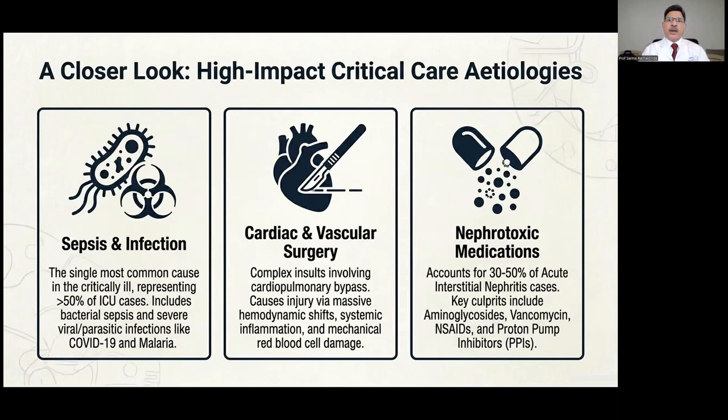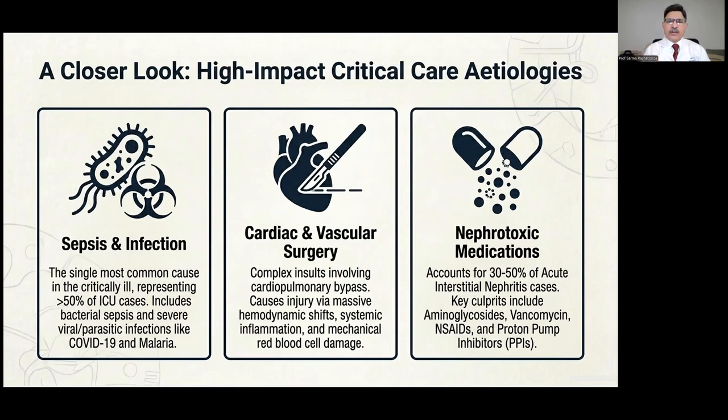Now, a closer look, high impact critical care etiologies. What are the three important things I will focus on? Sepsis and infection. Sepsis is the single most common cause in the critically ill, representing more than 50% of the ICU cases. It includes bacterial sepsis, viral, parasitic infections, COVID, malaria, dengue, any one of these. So, whenever AKI is presented, you should rule out all these diseases.